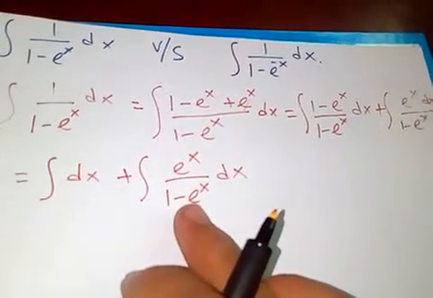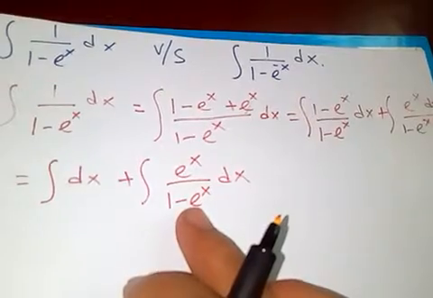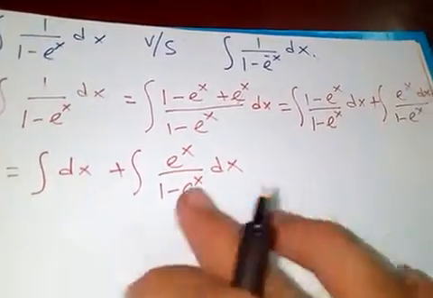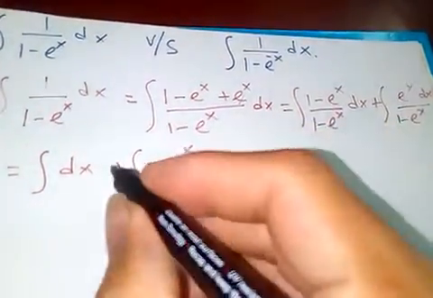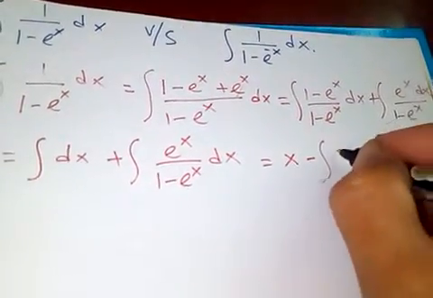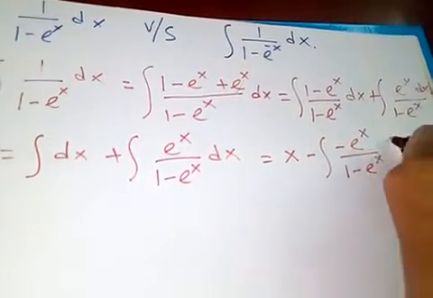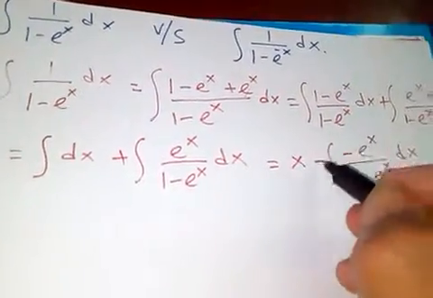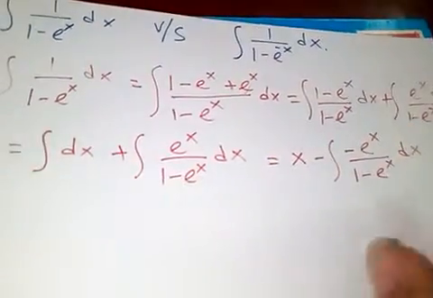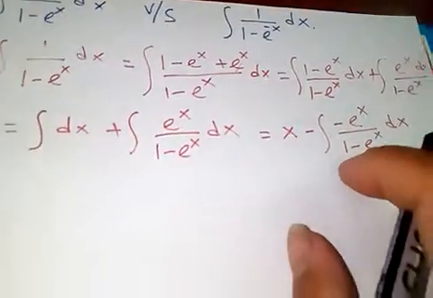This one I can simplify more. This is x minus the integral of minus e to the x over 1 minus e to the x dx, since minus minus is plus, the same thing. Now only this part remains. Let's substitute.